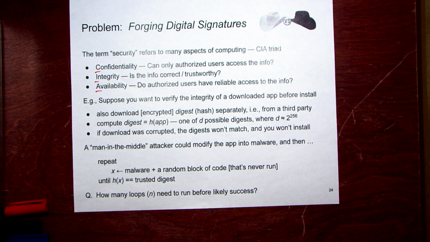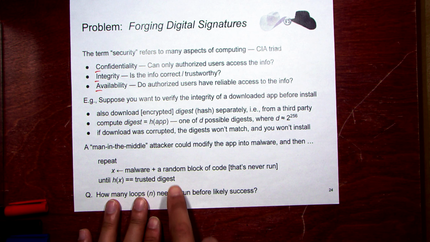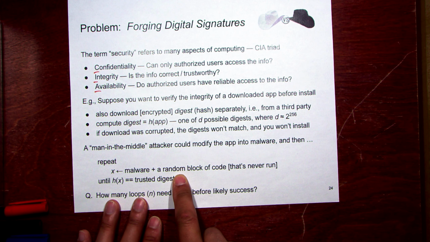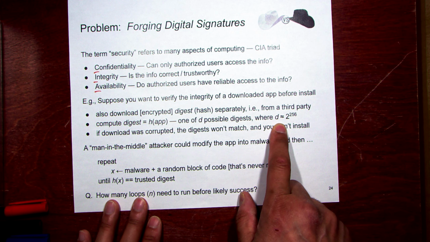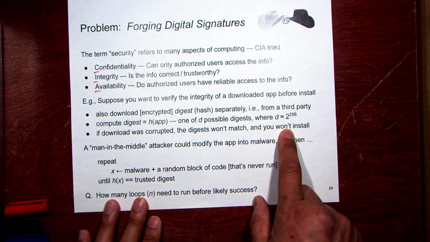So if you put on the black hat and you want to hack the system, what do you do? Well, first you write a malicious piece of code that, say, steals credit card information or whatever it is, and then you append useless code, and you keep on doing this over and over and over again until you get the same digest, until you get the same thing as the checksum or whatever it is for the app that is legit.